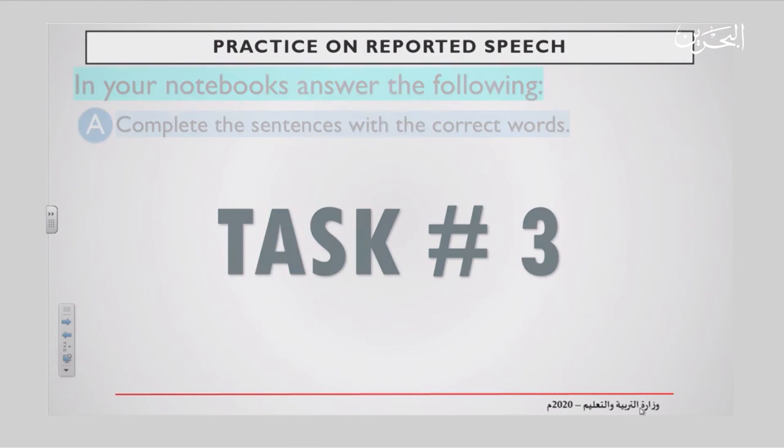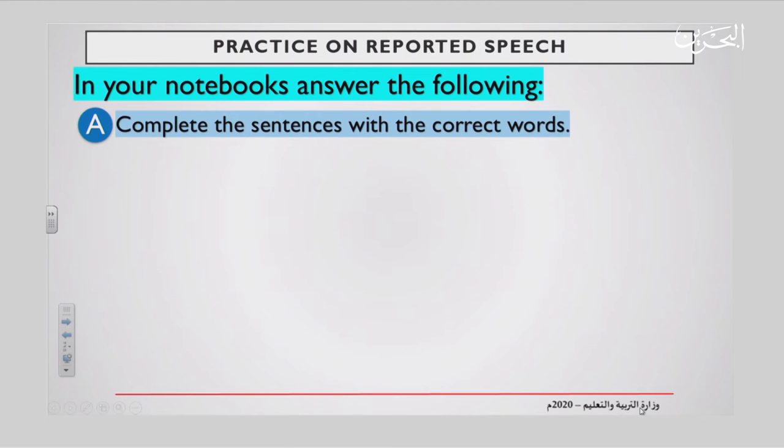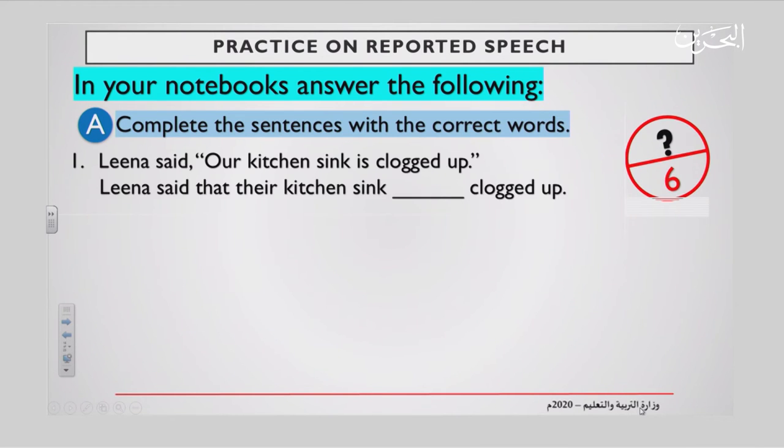Task number 3. In your notebooks, answer the following. A, complete the sentences with the correct words, and you have a mark of 6. Number one, Lena said, "our kitchen sink is clogged up." Lena said that their kitchen sink gap clogged up. So what is the answer? The answer is "was". I backshifted "is" into "was".